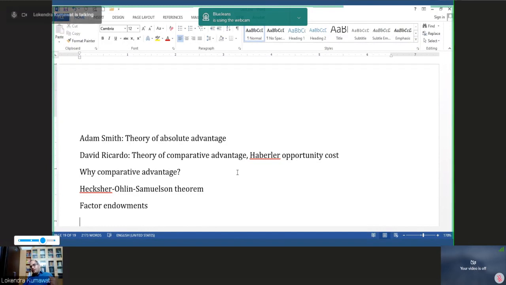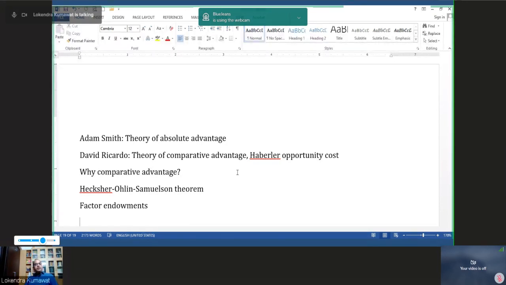According to the Heckscher-Ohlin theorem, this comparative advantage arises due to the differences in factor endowments. Okay, we have talked about one commodity being produced at lower cost in one country, and the other commodity being produced at lower cost in the other country. We have seen that. And the question that we are asking is, why is it so? The Heckscher-Ohlin theorem says that the answer lies in the factor endowments.